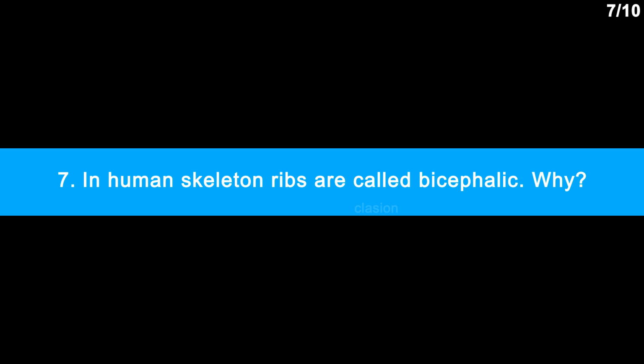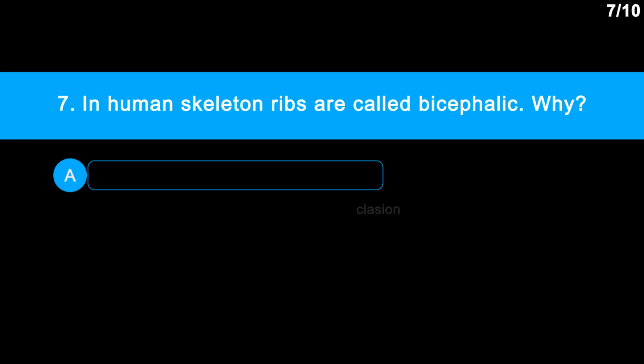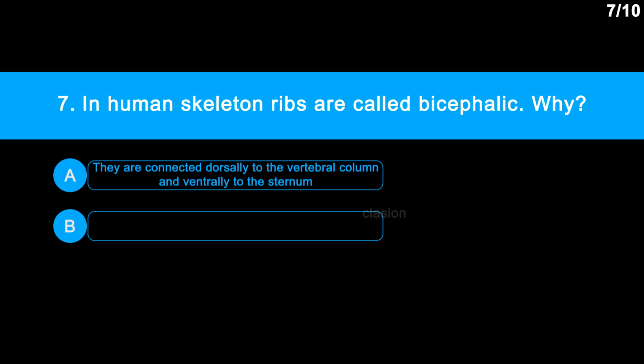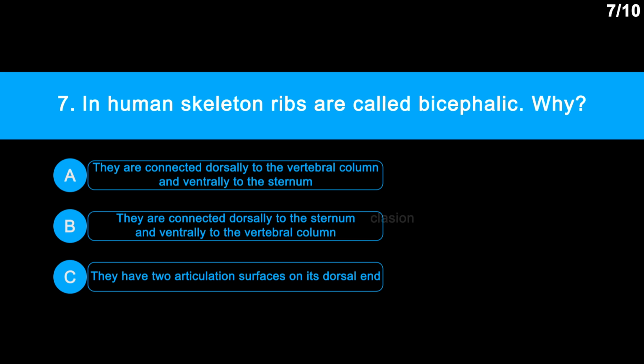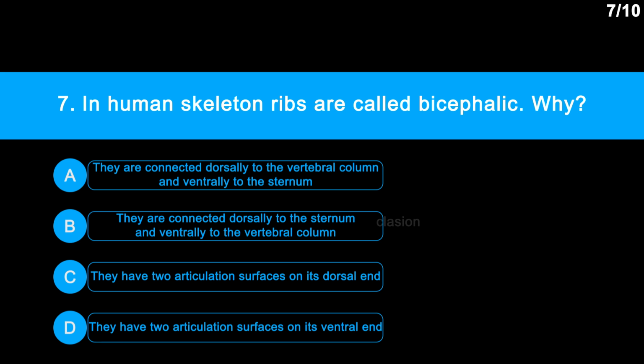Question number 7. In human skeleton, ribs are called bicephalic. Why? Option A. They are connected dorsally to the vertebral column and ventrally to the sternum. Option B. They are connected dorsally to the sternum and ventrally to the vertebral column. Option C. They have two articulation surfaces on its dorsal end. Option D. They have two articulation surfaces on its ventral end.